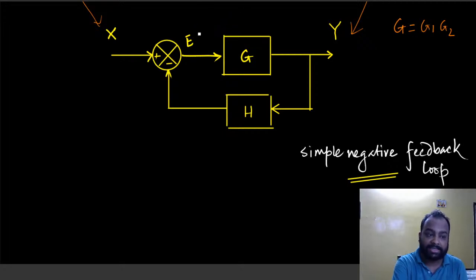And what is this error signal? Error signal is the difference between what I want and what I have. I want X, but I have Y. What is the difference? The difference is basically E for that matter, right? So this negative feedback actually lets you reduce the error, essentially like the previous car example that I told you. I was traveling at 40 km per hour, but I would want to travel at 60 km per hour.